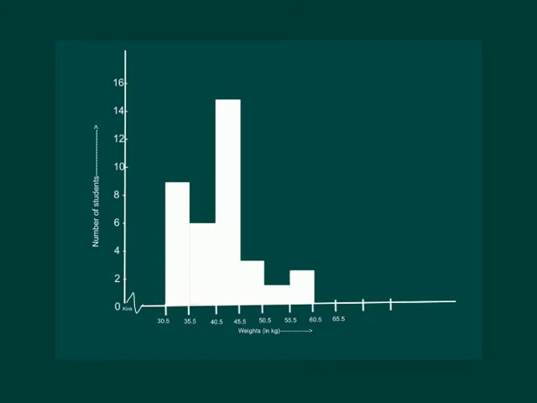Observe that since there are no gaps in between the consecutive rectangles, the resultant graph appears like a solid figure. This is called a histogram, which is a graphical representation of a grouped frequency distribution with continuous classes.